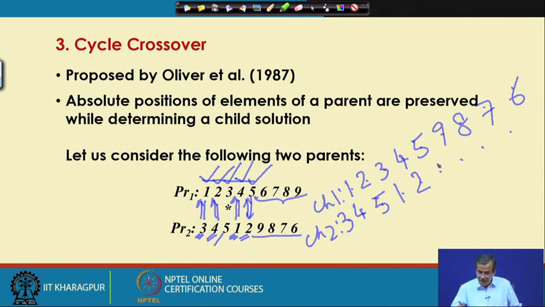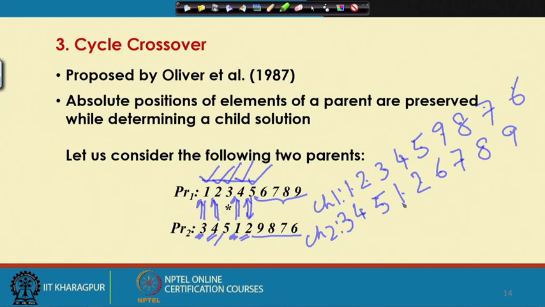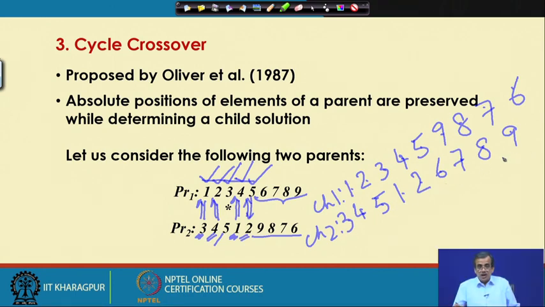So, let me write here 6, 7, 8, 9, and now let me check whether I have considered all the cities or not, and a particular city should not repeat and there should not be any missing city. So, let me check city 1, 2, 3, 4, 5, 6, 7, 8, 9. So, all the cities have been considered once. So, this is a valid child. So, using the principle of this cycle crossover, we can find out two valid children starting from the two parents.